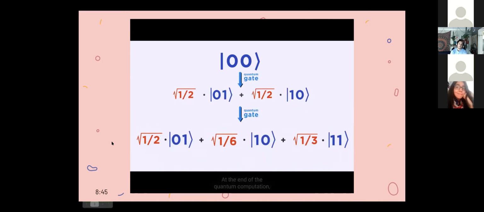At the end of the quantum computation, we observe or measure the system. But we can't see these delicate superpositions.